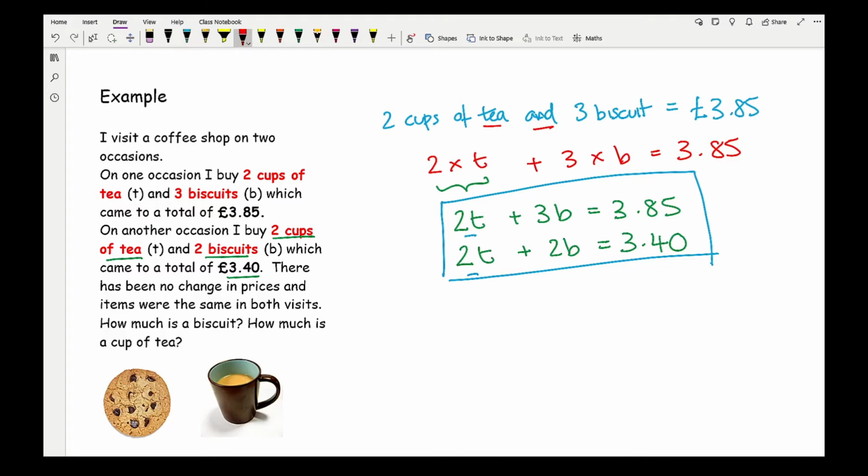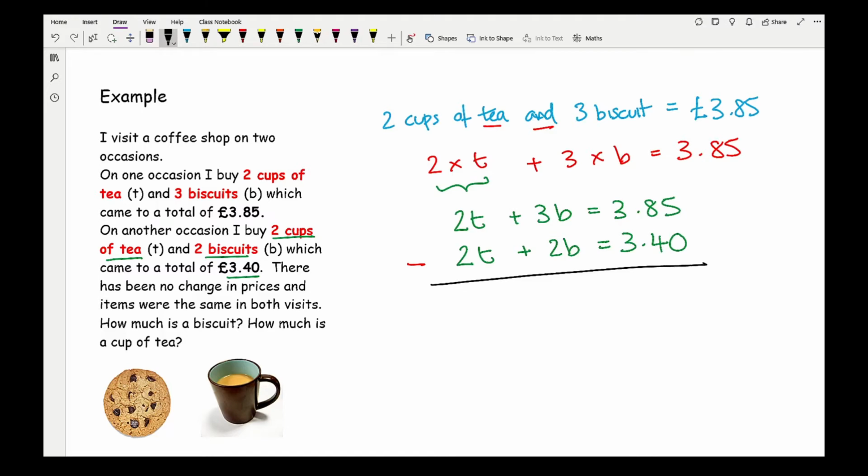So if I then go on to take away these two equations, here, if I take away the two orders, 2 t's take away 2 t's gives me no t's. 3 biscuits take away 2 biscuits gives me 1 biscuit, and take away the 2 prices, and that comes up to 45 pence. So that means that 1 biscuit equals 45 pence.